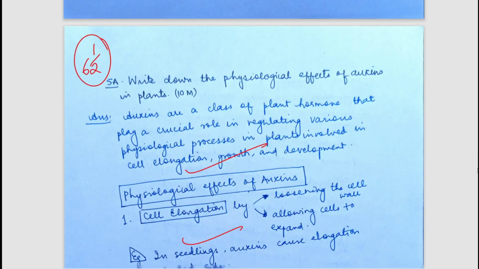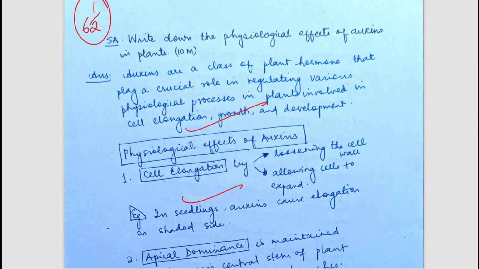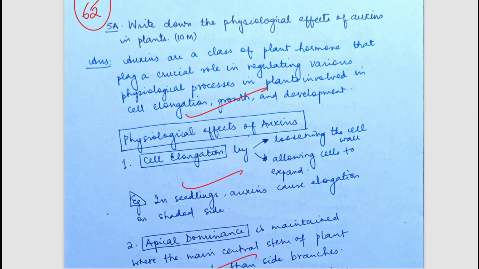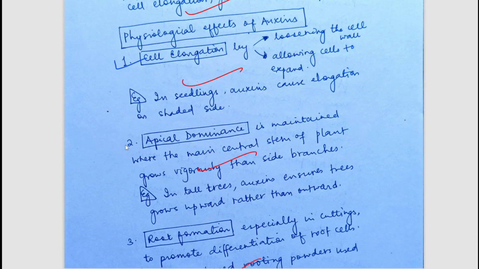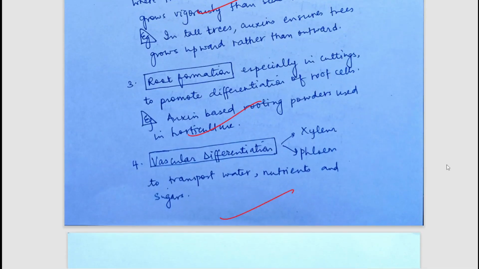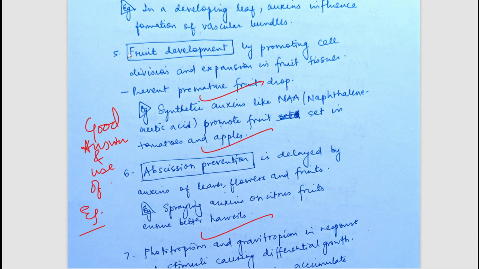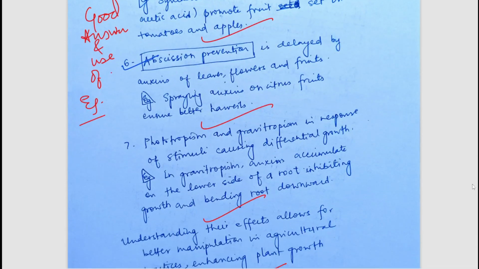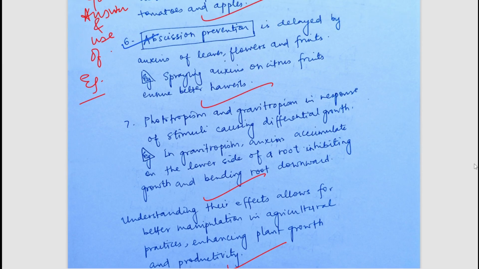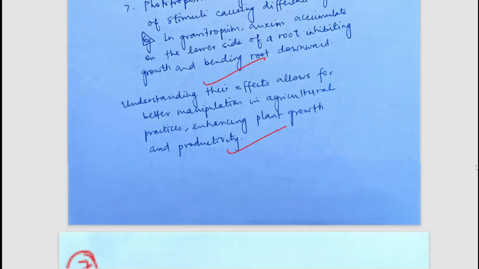The next question is, write down the physiological effects of auxins in plants. So you all know auxin is a very important growth hormone, and its physiological effects have been mentioned. It is highly useful in cell elongation, apical dominance, root formation, vascular differentiation, fruit development, and abscission prevention. So, a very well written answer and again appropriately concluded. Now let's move to the next question.